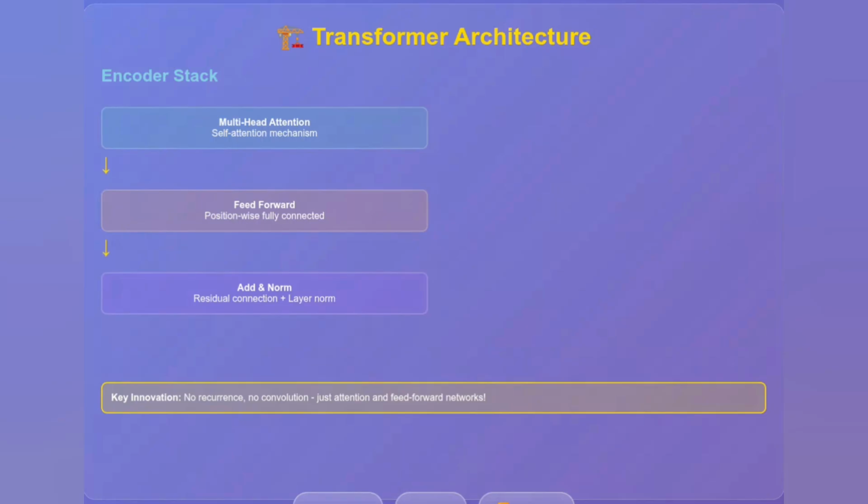The beauty of this architecture is its simplicity and effectiveness. No complex recurrent structures, no convolutions, just attention, feed-forward layers, and some normalization. Yet, it achieves state-of-the-art results across numerous tasks. This architecture scaled from the original transformer with 65 million parameters to GPT-4 with 175 billion, showing its incredible flexibility.